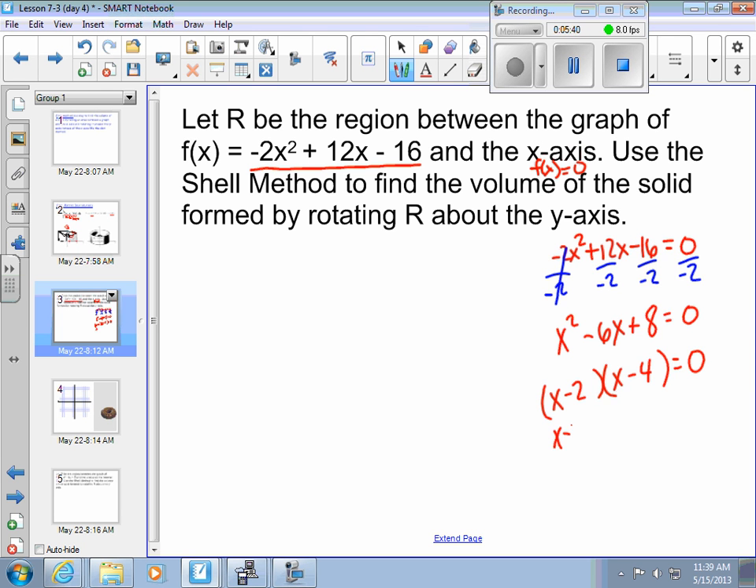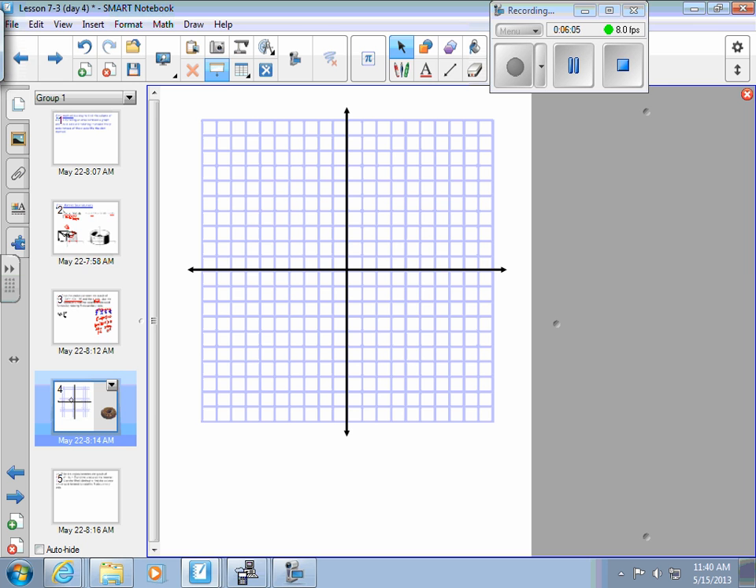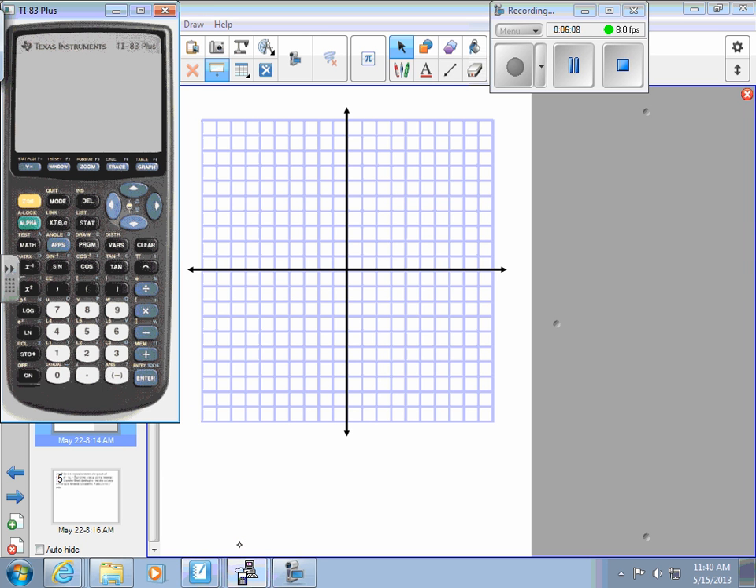Putting them both equal to 0 now, we could get our limits. So it looks like our limit is going to be from 2 to 4. So when we're doing this one, our volume equation is going to be from 2 to 4. Another way you could get that would be looking at the graph. So we could also graph this, look at the graph from your calculator to help us do it too.